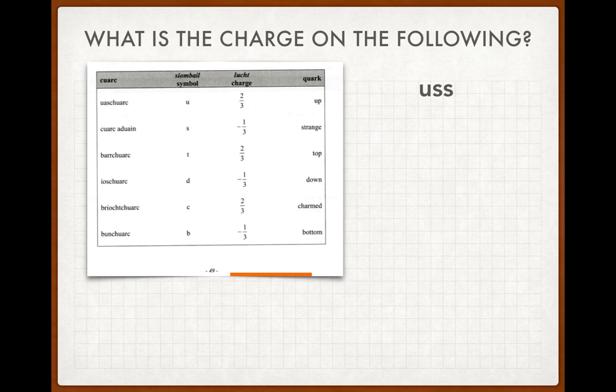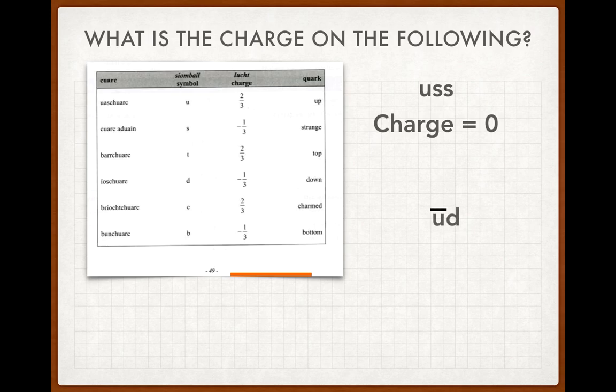What about up, strange, strange? Well, up is 2/3. Strange and strange are -1/3 and -1/3. So 2/3 minus 1/3 minus another third has a charge of 0. And that thing there has 3 quarks in it. Obviously it's a hadron, and it's a baryon because it's got 3 quarks or 3 antiquarks.